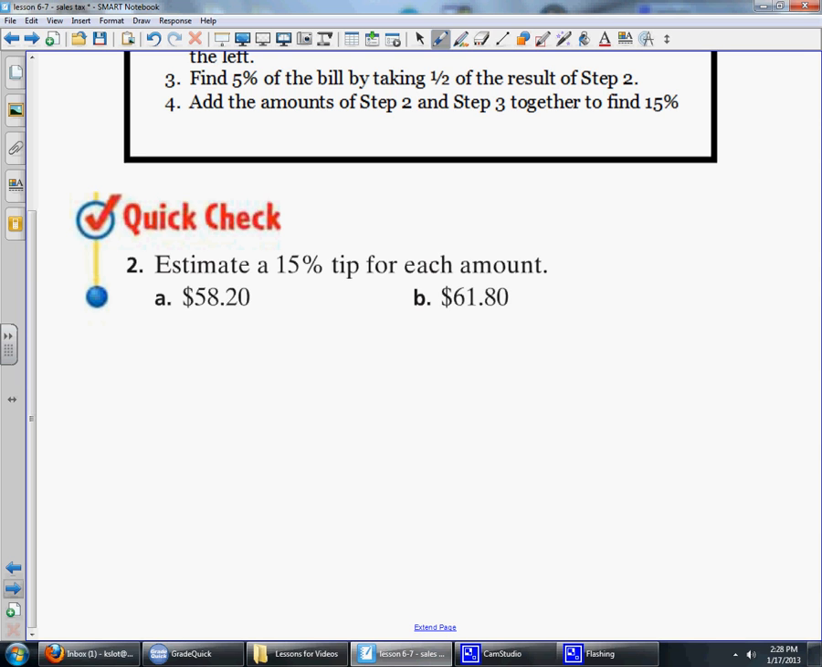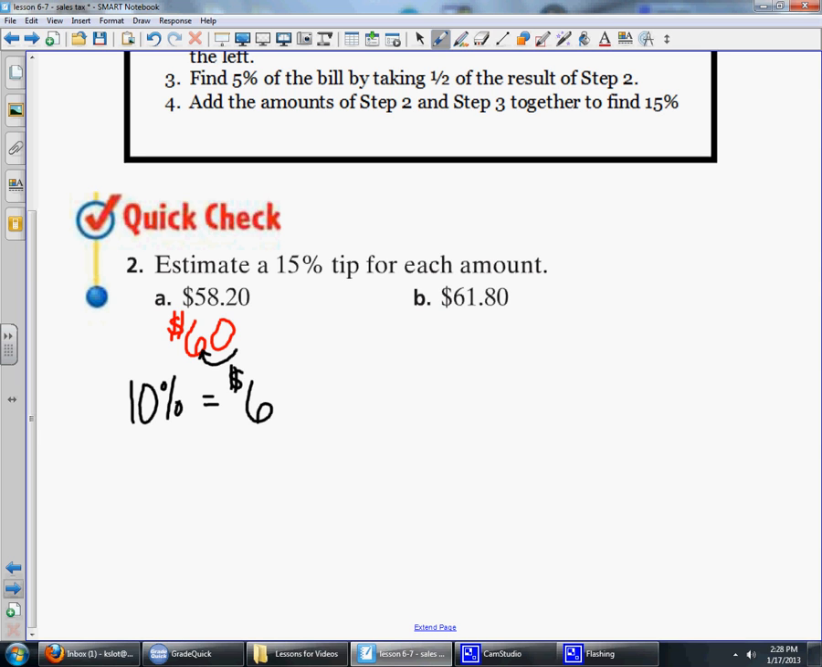So I would round $58.20, I would round it to the nearest $10, $60. And if I want to leave 15%, I know that 10% of 60 is just moving the decimal 1 place over. So a 10% tip would be $6.